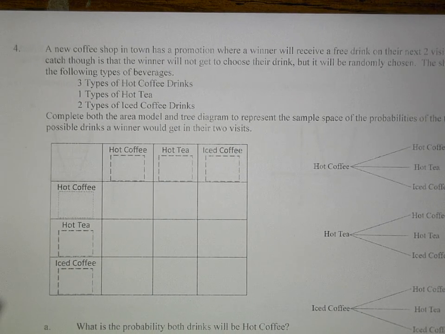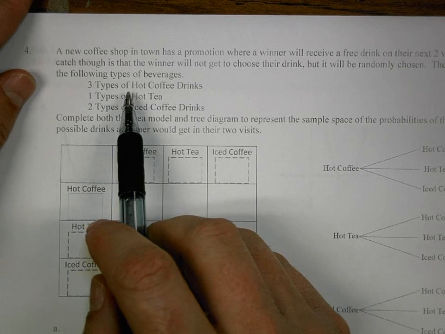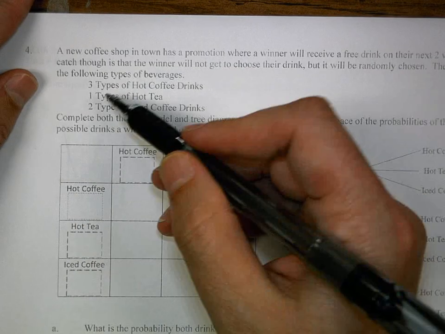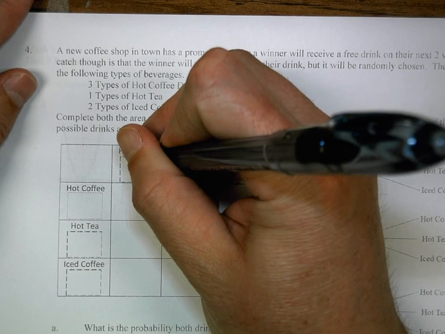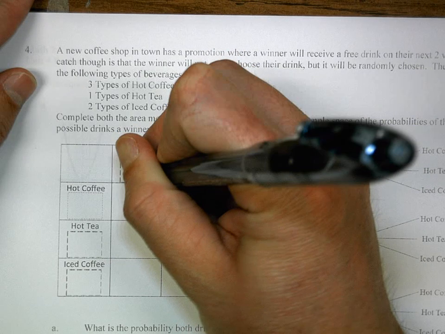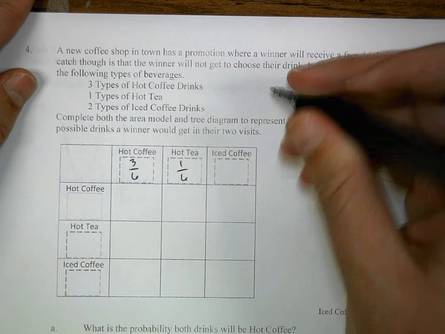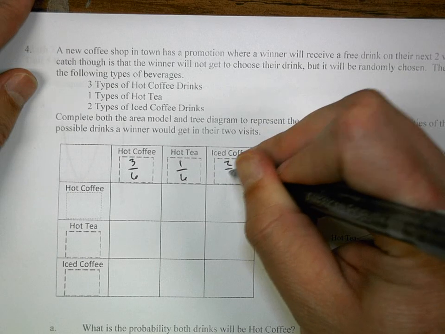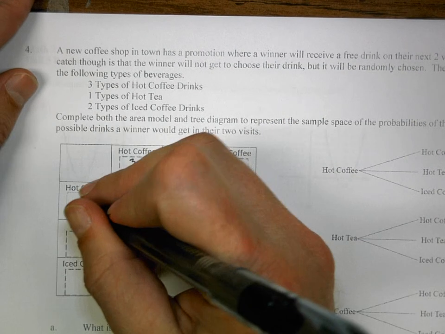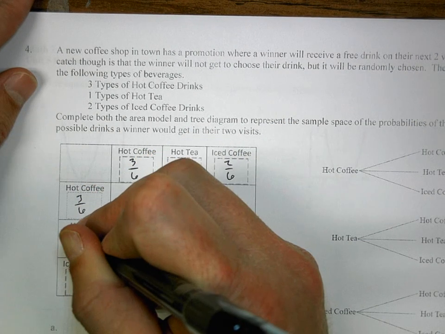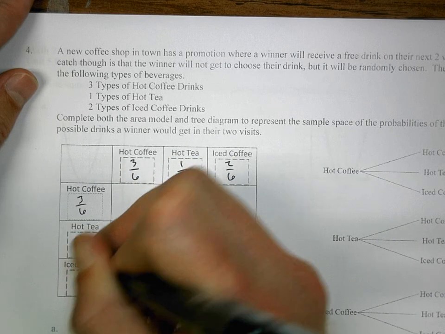Okay, for the probability problem, 3 types of hot coffee drinks out of 6 total types of drinks, so this would be a 3 out of 6. Hot tea is 1 out of 6, and iced coffee is 2 out of 6. And again, we have the same fractions over here, 3 out of 6, 1 out of 6, 2 out of 6.